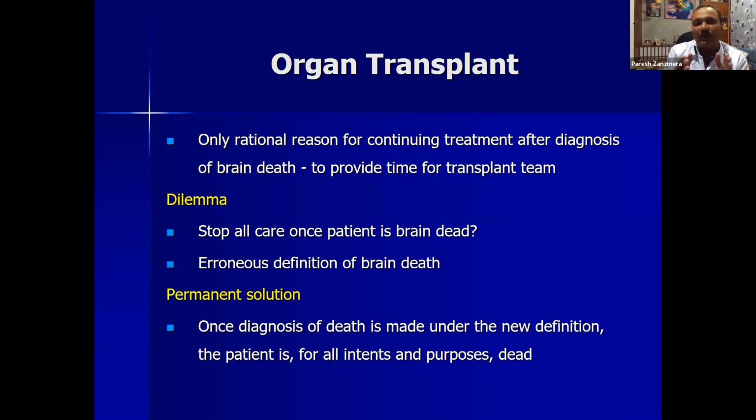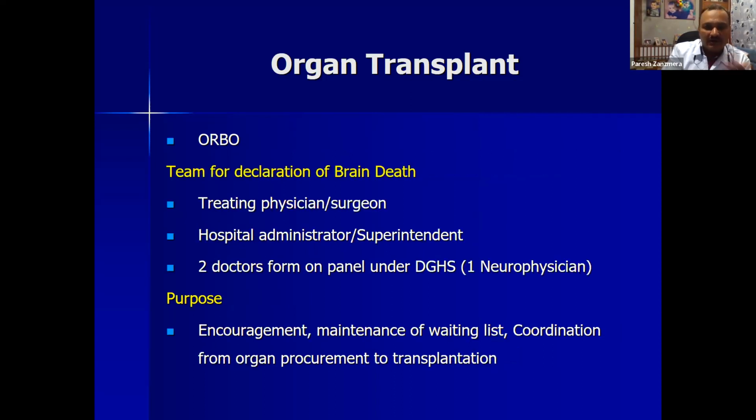There is nothing better you can do for society. I'm talking from the patient's relatives' perspective, that they are donating the organs, which is one of the wonderful things that can be done in their life, right? So ultimately the organ transplantation will involve the organ procurement team. The dilemma is still there, whether we have to stop all the care once brain death is declared, or whether there is any erroneous definition. But they have come out with the permanent solution that once the diagnosis of death is made under the new definition, the patient is for all intents and purposes considered dead, right? So the second apnea test is the actual time of death, and the patient's relatives can go for organ donation.